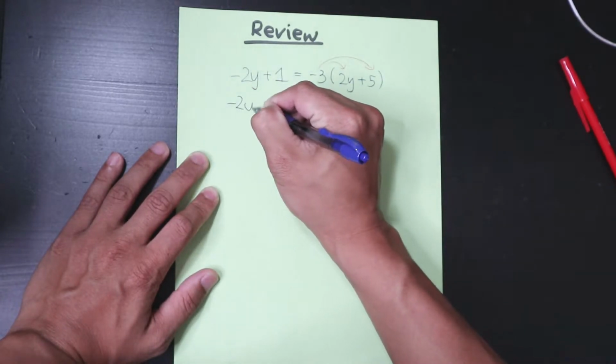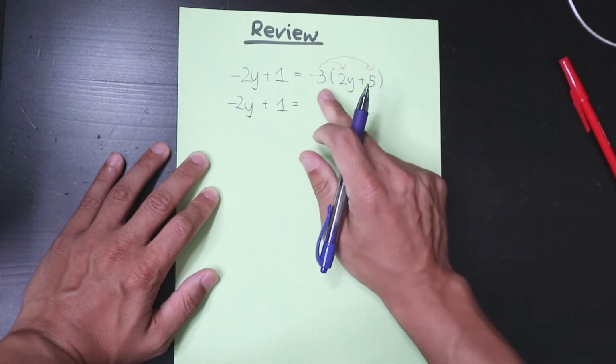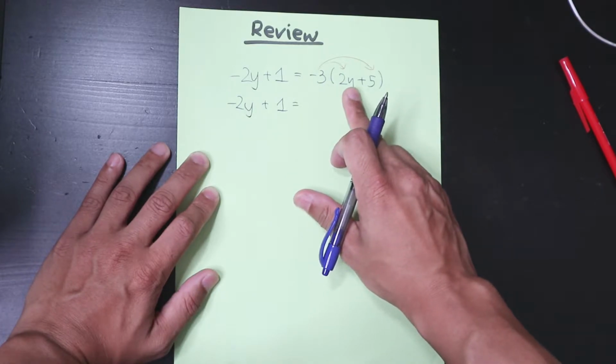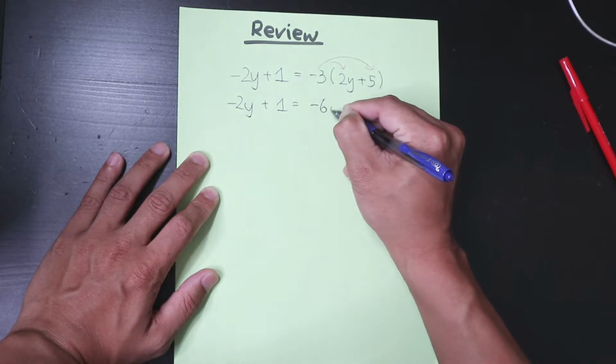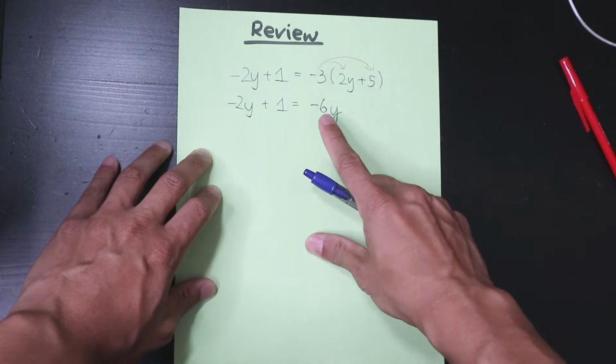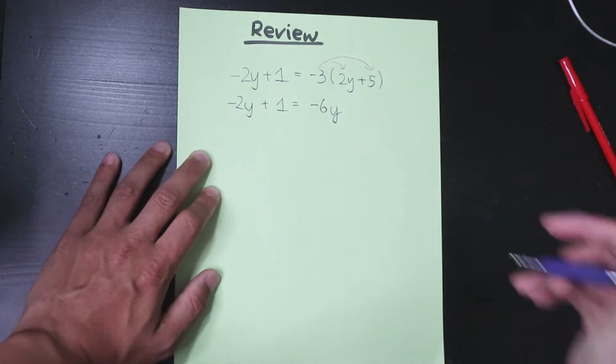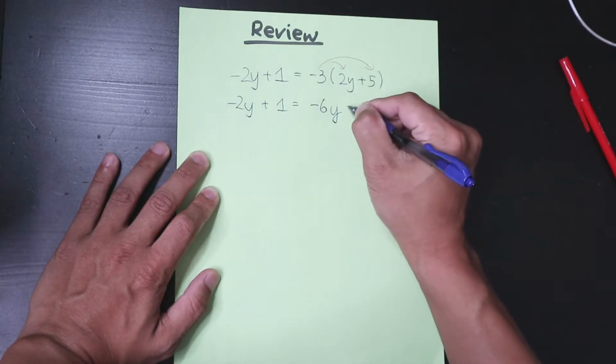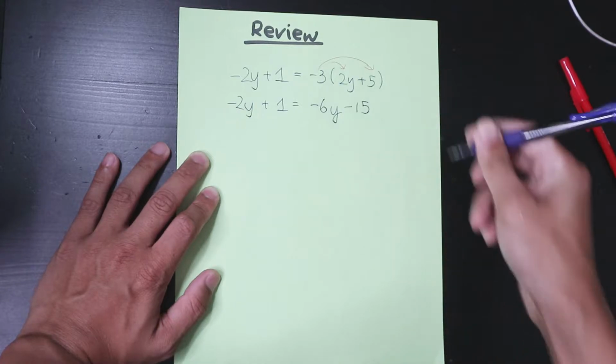So we're going to rewrite the left side the same, and on the right side, negative 3 times 2 is going to be negative 6y, and you could use your calculator or Desmos to confirm. And then negative 3 times positive 5 is negative 15.